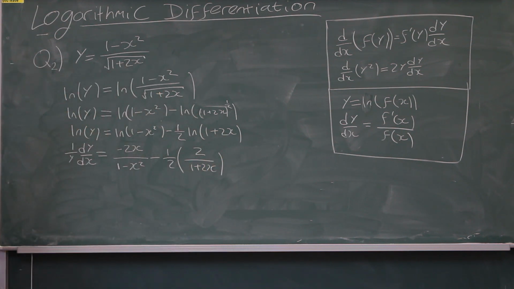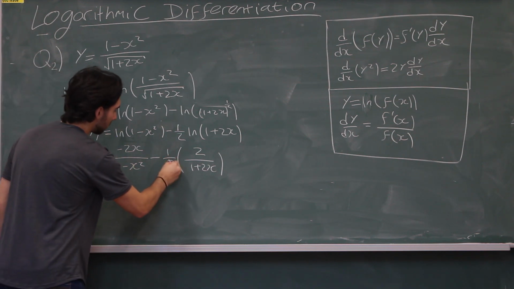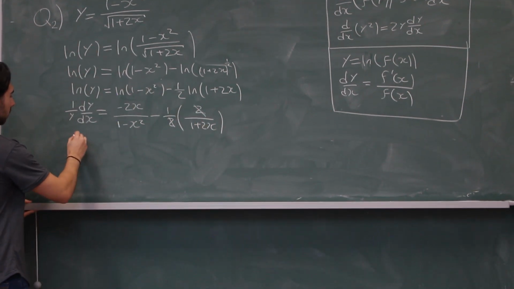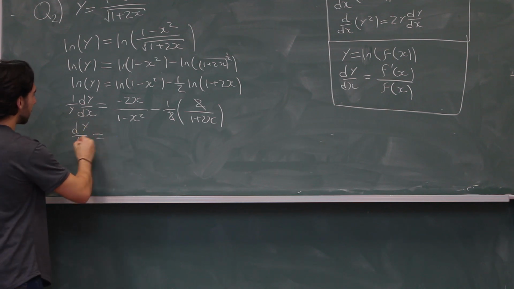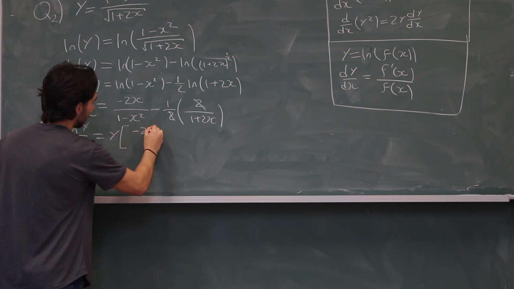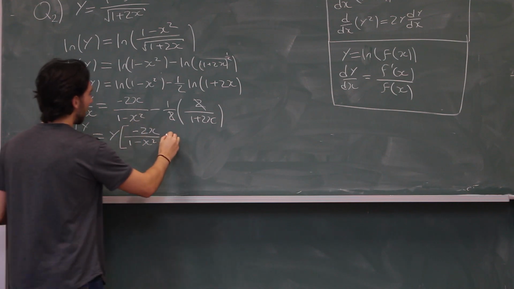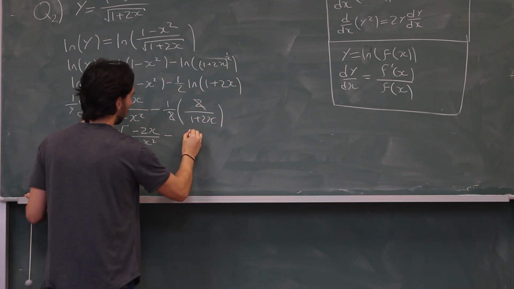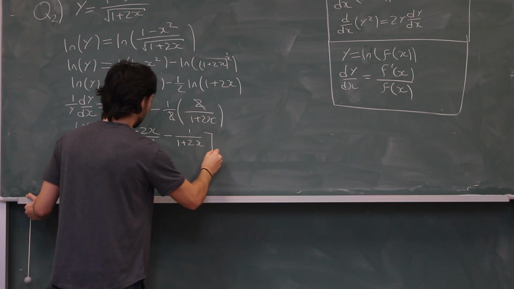Okay, right, we can clean this up slightly. I'm going to times those sides by y and also these 2's can kind of cancel out here as well. So I'm going to end up with, moving the board upwards again, dy dx is equal to y times minus 2x over 1 minus x squared minus, and then the 2's have cancelled out, so it's just minus 1 over 1 plus 2x, like that.